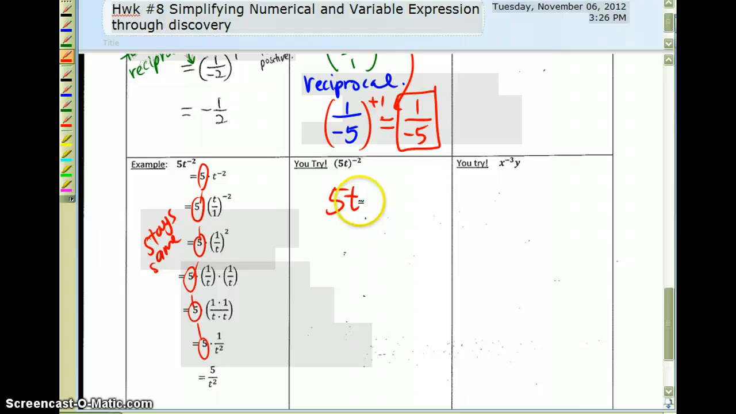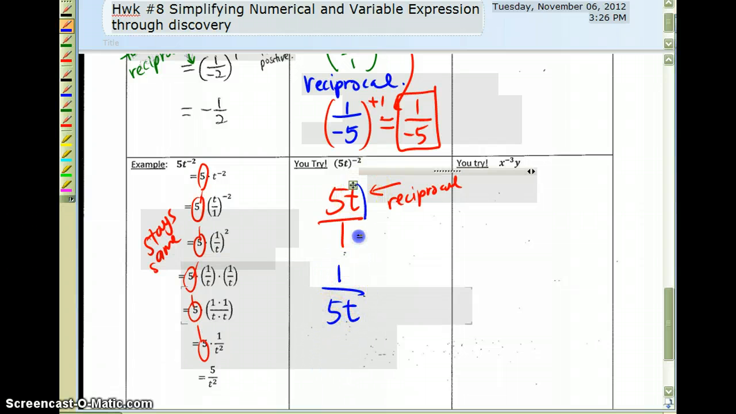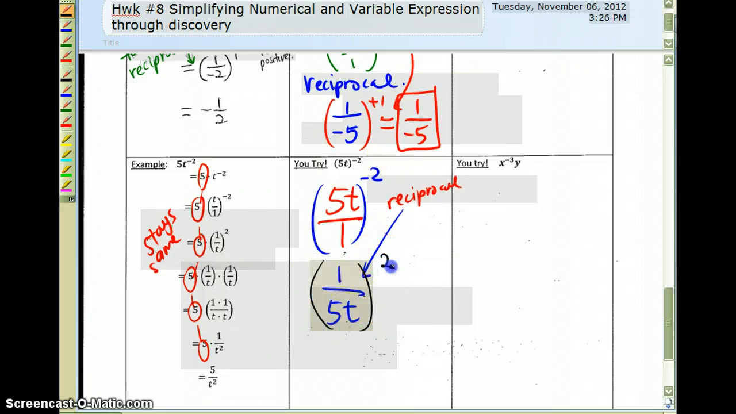So what it will look like is, remember we have to make this a reciprocal. Okay, so to do that, I'm going to first write it over 1. So it will be 1 over 5t. The exponent right now is -2. I'm just going to keep the parentheses, keep the -2. But this time, after I make it the reciprocal, which is down here, then I'm going to change that exponent, -2, to a +2. And I'm just going to keep that 2 with the 5t down here.